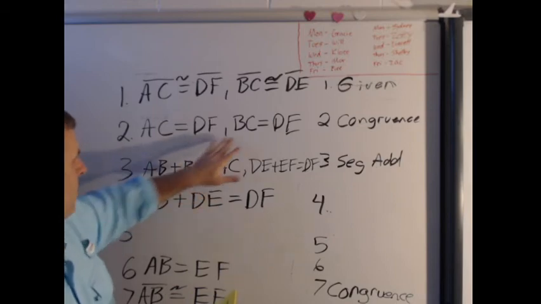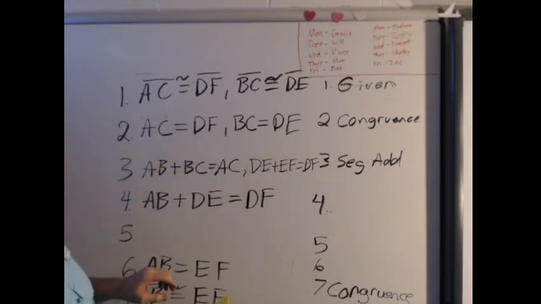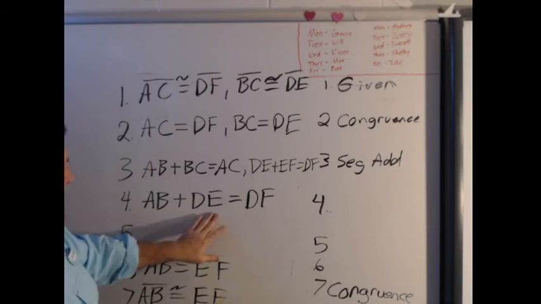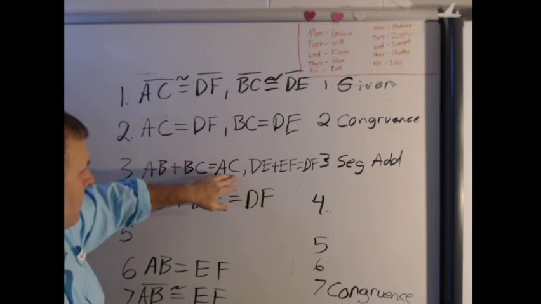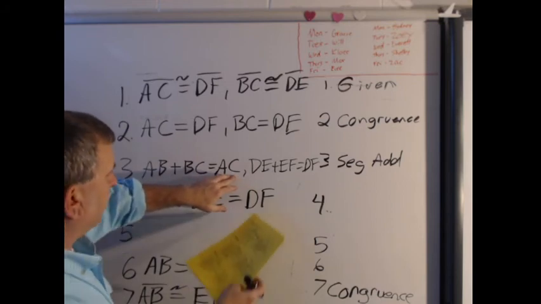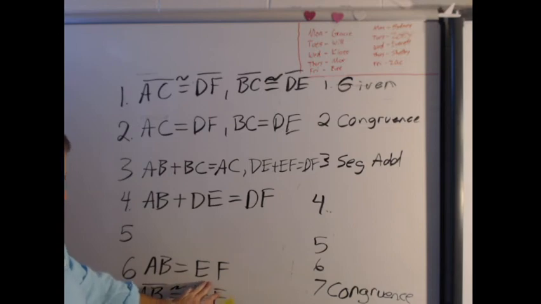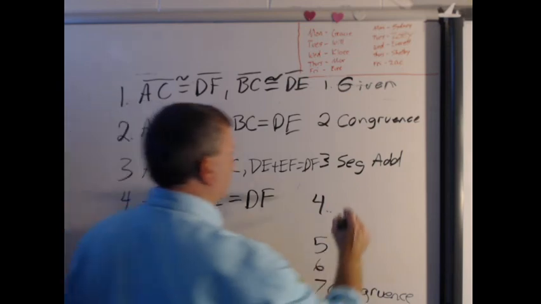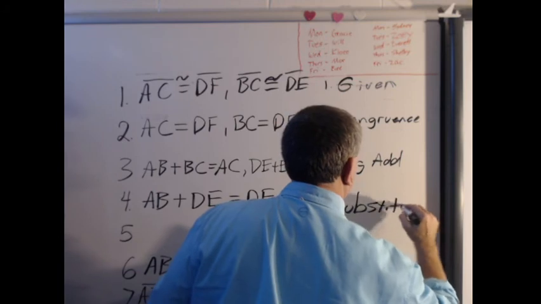Well, if I take AB plus BC equals AC, I also know that BC and DE are the same. All right, so I know that AB plus DE, I could make it equal to AC, but I need to make it equal to DF because this is what I'm shooting for down here. So I know that that's going to equal DF, and that's just substitution. I filled that in. Substitution.